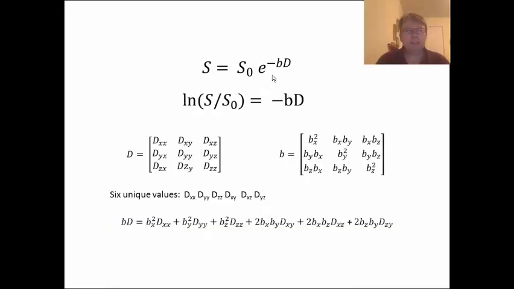We can express it a bunch of different ways, but what it comes down to is we have 6 unique values of diffusion. The principal directions along x, y, z, and then the cross terms xy, xz, and yz. When you multiply b times d, we end up with this sum of, in principle, with this model, 6 different terms. Okay, so we're going to need at least 6 different measures, ideally in different directions, to work out these different diffusion values, Dxx, Dyy, Dzz, Dxy, Dxz, Dyz.